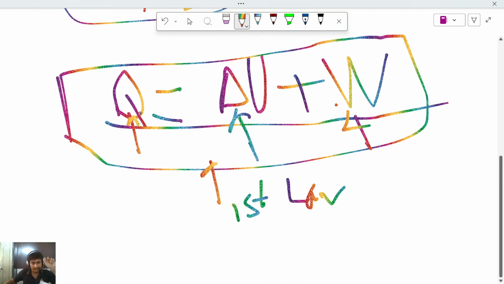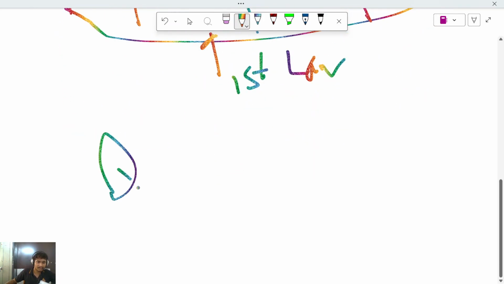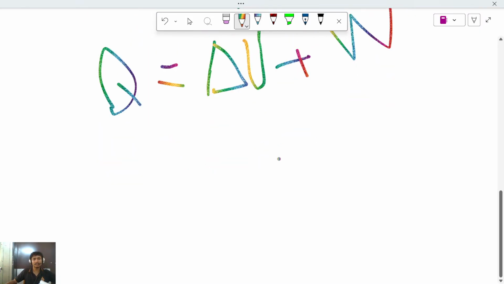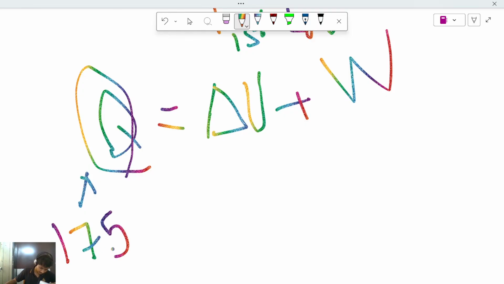Q, R, S, T, U, V, W. This is the simple method to memorize. Therefore, we use Q is equal to delta U plus W. The Q is already given. What is the value of Q? Q is equal to 175 kilojoules.